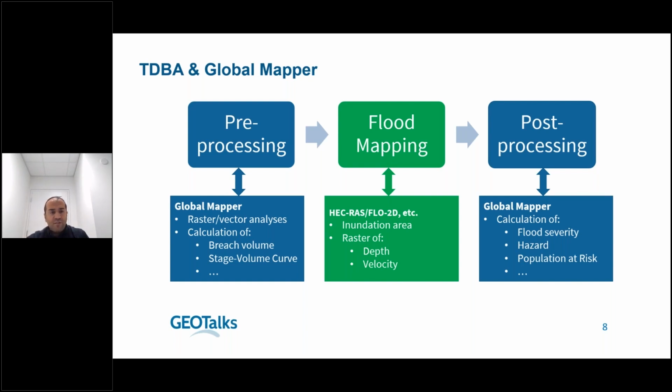For example, for the case of pre-processing, using Global Mapper, all the prerequisite raster and vector analysis can be done. We come up with the calculation of breach volume and stage volume curve, and so on. Then we feed the hydrodynamic model based on the stage volume curve and do the inundation mapping. And during the flood mapping modeling, the rasters of depth and velocity are prepared and exported as rasters.